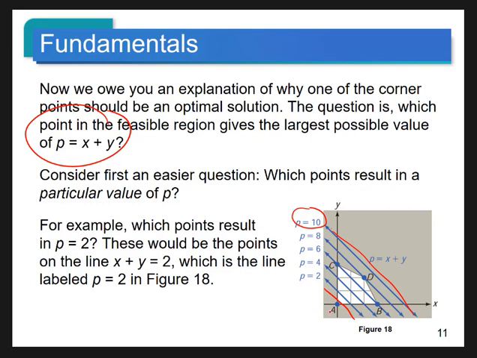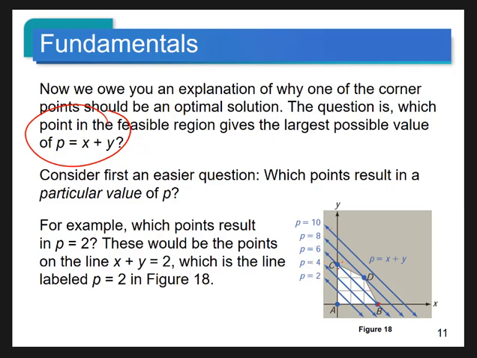So any value between 0 and 8, that line is going to go through the feasible region. You'll notice that the maximal value is going to clip one of the corners here. If we made it a steeper slope, it might clip this corner over here, the B. If we made it a shallower slope, it might clip the C. But it's going to clip one of the corners because it's a line.